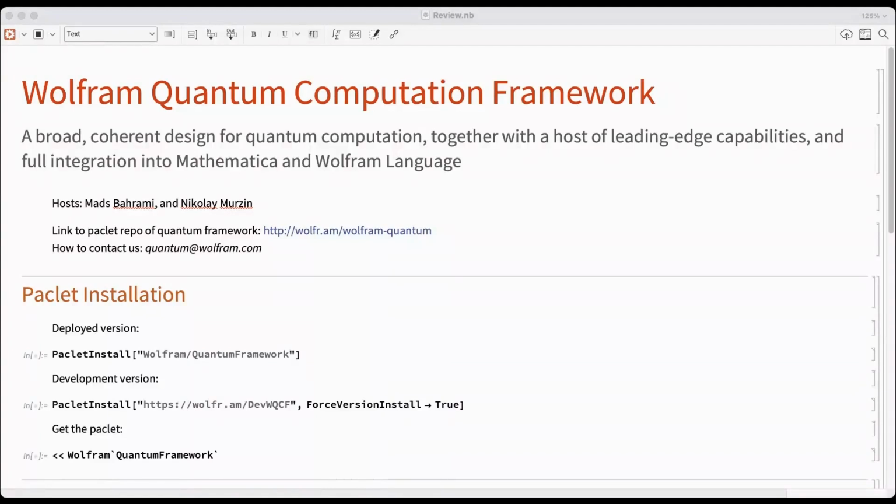Me and Nick are the main forces behind what we call the Wolfram Quantum Computation Framework, which is practically a paclet, a collection of functions to do quantum computation. Okay, so let's see how we are going to handle this week.